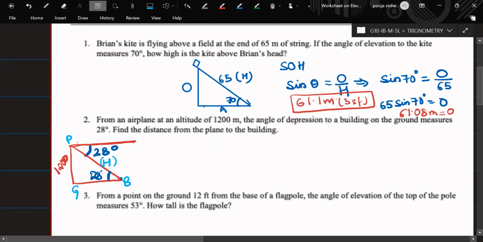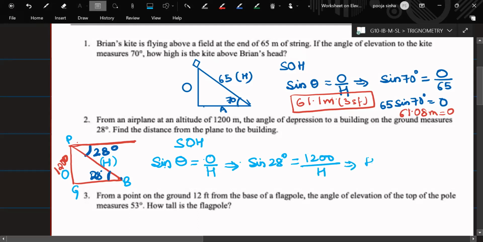But what are we going to use? So, SOH CAH TOA. What all do we have? We use sin. Why? Because we have to find the hypotenuse. We have opposite and we have adjacent. Opposite and hypotenuse comes with sin. Also, what we have to find has to come in the equation. Sine theta is equal to O upon H, which gives us sine 28 degrees is equal to opposite, which is 1200 upon the hypotenuse, which means H will be equal to 1200 divided by sine of 28 degrees.